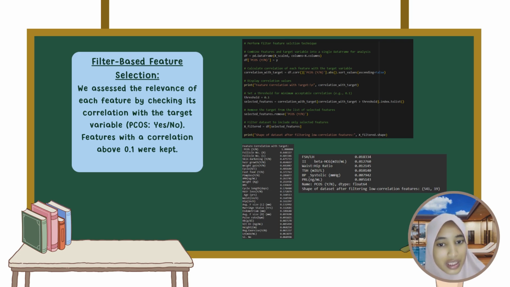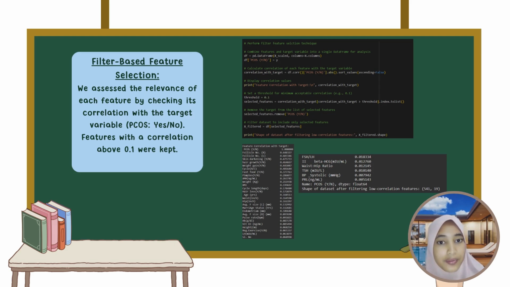After that, we will display the correlation values and print them to understand which features have the strongest relationship with the target variable. You can see here the feature correlation with the target, which is "because yes or no". After that, we will set a correlation threshold, a minimum threshold of 0.1. This means only features with a correlation greater than 0.1 with the target variable will be considered relevant.